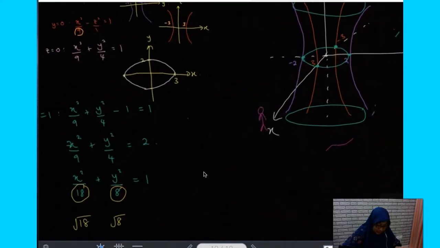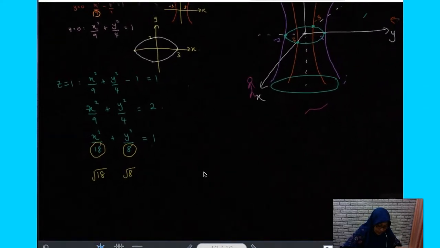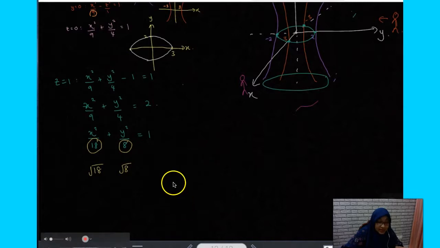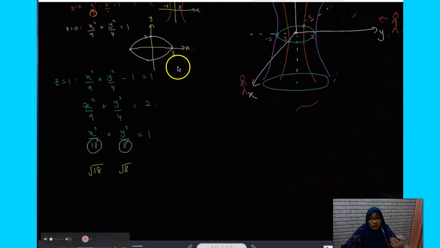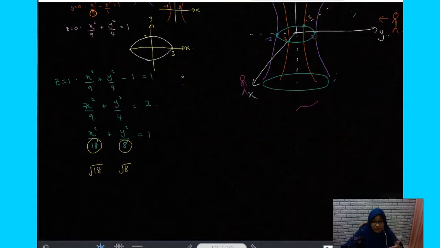So now, what you can do is sketch another ellipse on the same y-axis plane. I just redraw because we do not have enough space here. You should draw on the same y-axis plane as your previous ellipse, because for level curves, you have to sketch them on the same axis plane. So I redraw again.